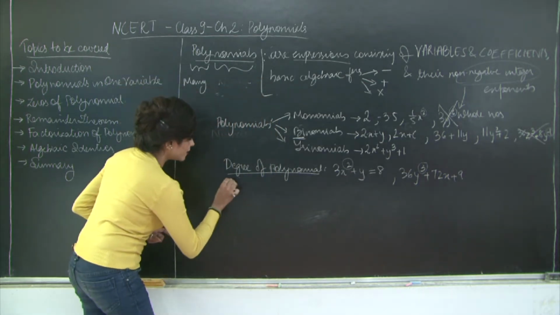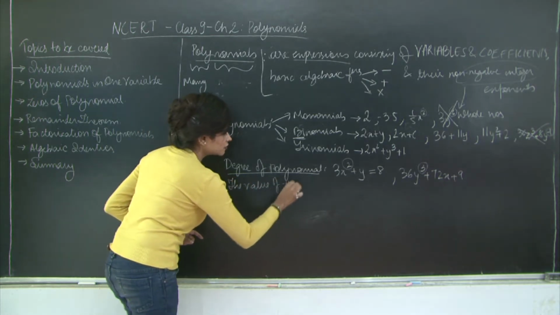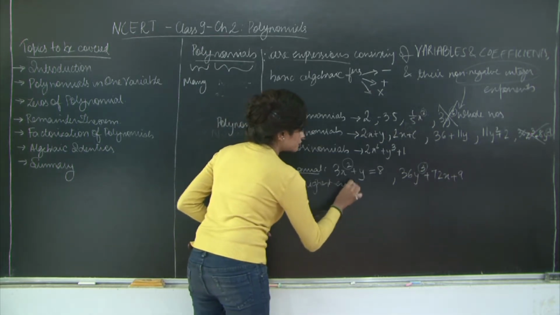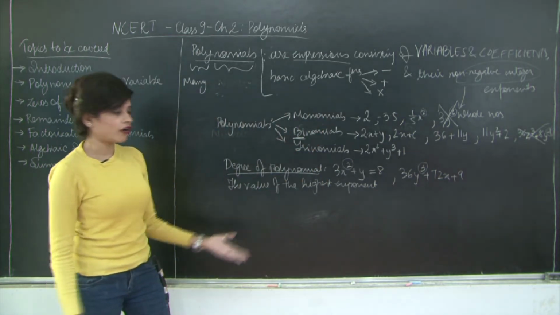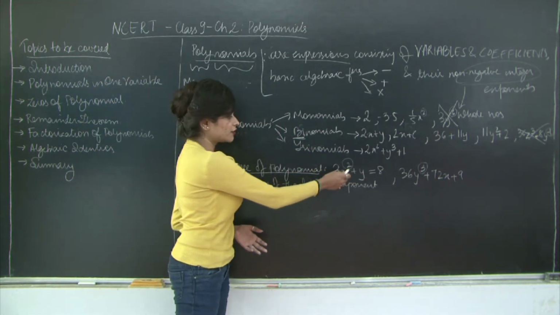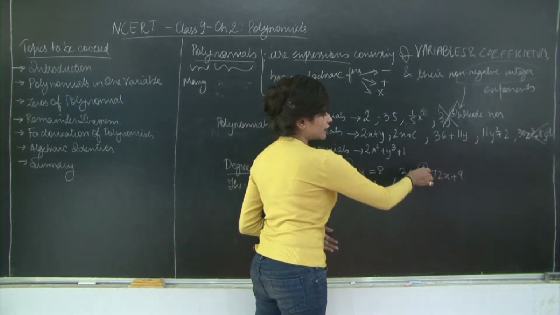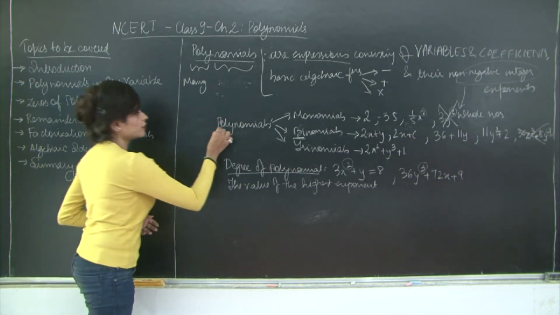The value of the highest exponent in your polynomial is going to give you the degree. Okay. So the degree of a polynomial is the value of the highest exponent. So if I am going to say please find the degree of this expression or this polynomial out here, the degree is 2. The degree of this polynomial out here is 3. So we learnt about polynomials and degrees of polynomials.